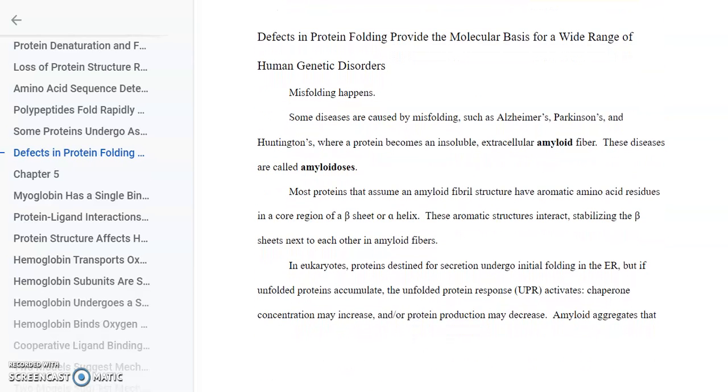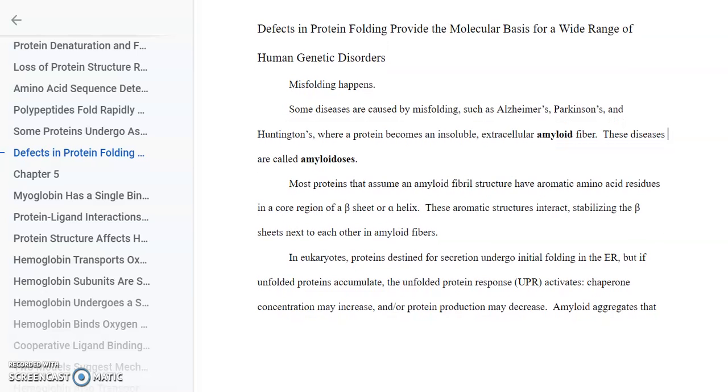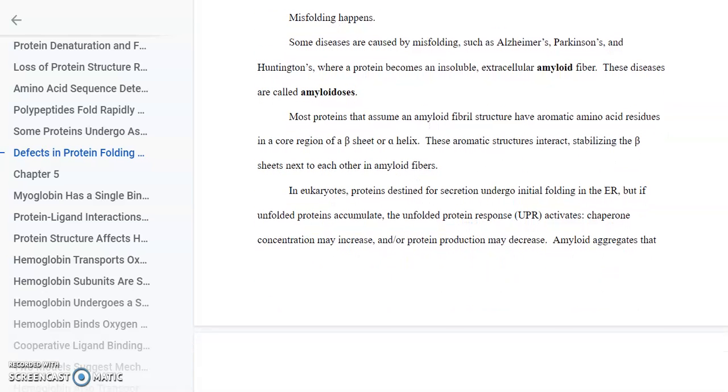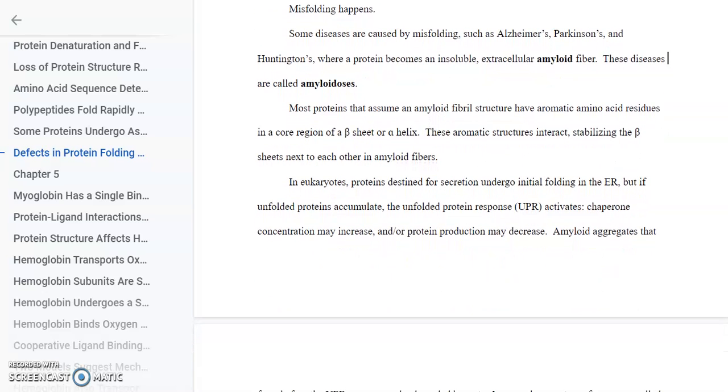Defects in protein folding provide the molecular basis for a wide range of human genetic disorders. Misfolding happens. Some diseases are caused by misfolding, such as Alzheimer's, Parkinson's, and Huntington's, where a protein becomes an insoluble extracellular amyloid fiber. These diseases are called amyloidoses. Most proteins that assume an amyloid fibril structure have aromatic amino acid residues in a core region of a beta sheet or alpha helix. These aromatic structures interact, stabilizing the beta sheets next to each other in amyloid fibers.